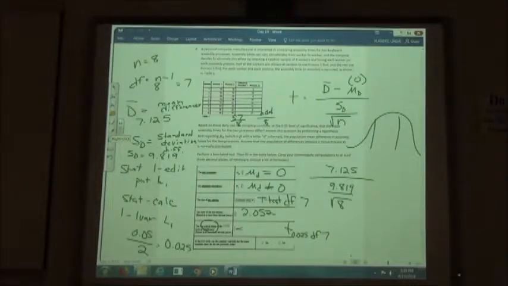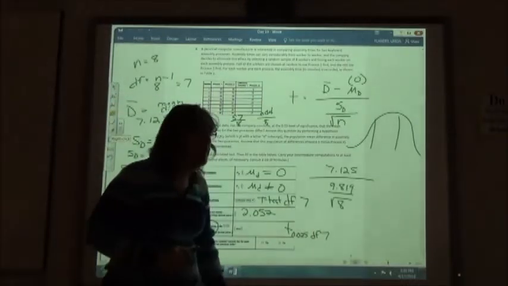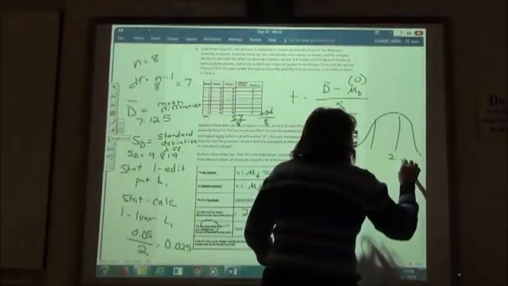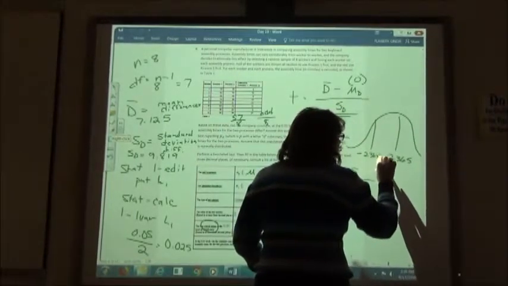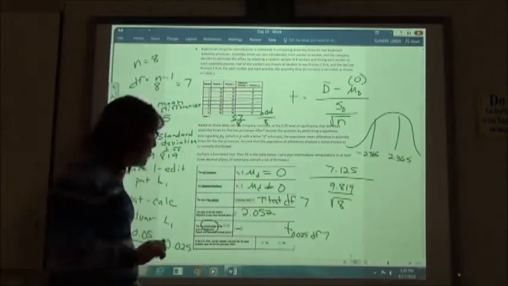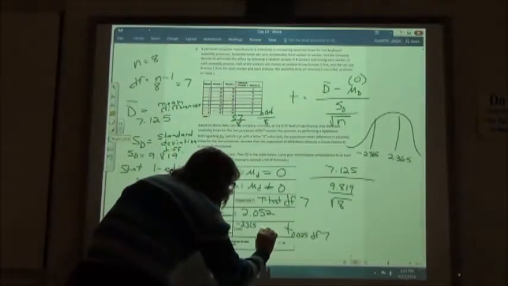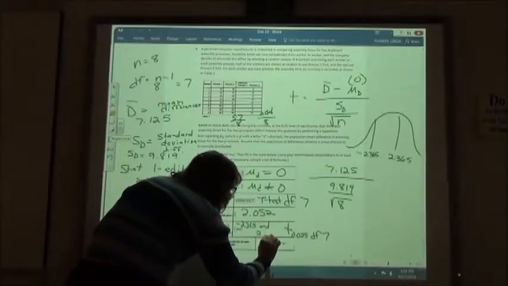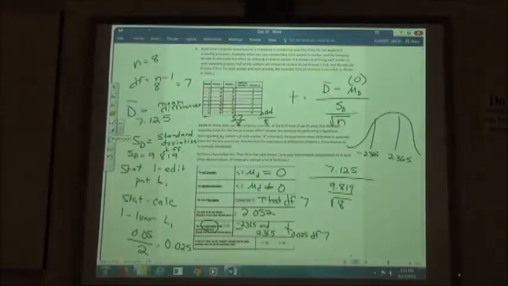If I punch that into the calculator, t sub 0.025 with the degree of freedom of 7, we get what number? 2.365, which means this side is negative 2.365. It's going to be between those two numbers. So negative 2.365 and positive 2.365 are going to be our critical values.